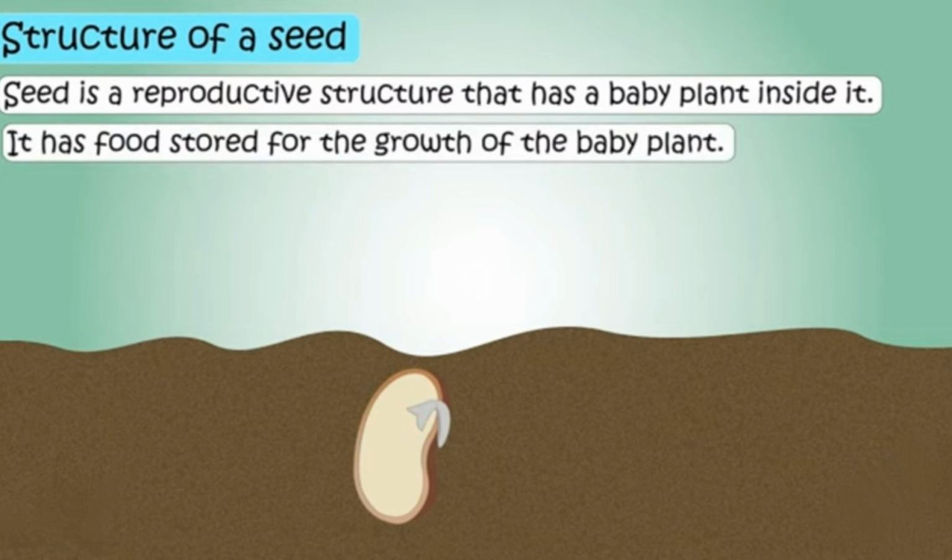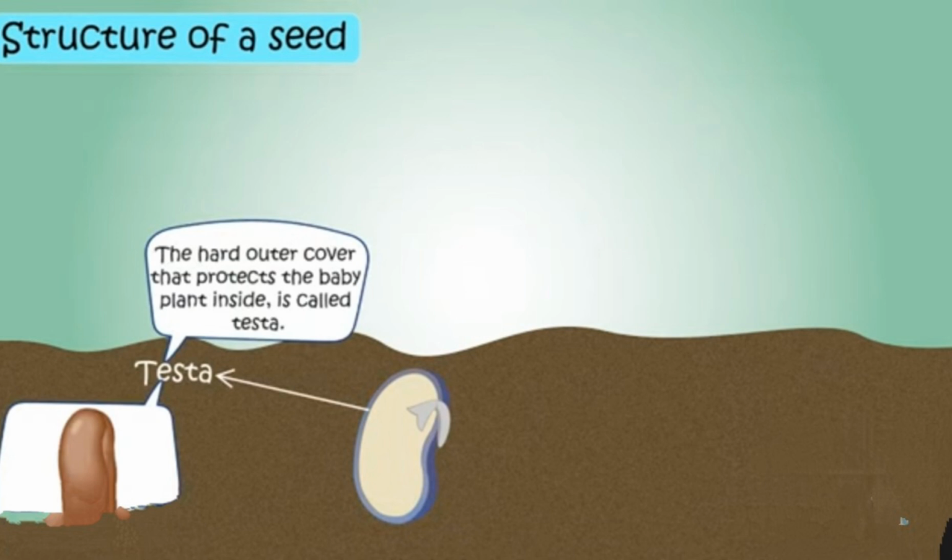That means the seed has food stored for the growth of the baby plant, because after dispersal or scattering away from the parent plant, there are no leaves for a seed to make its own food. But how does the baby plant get the food to develop into a new plant? By using the seed, it will develop into a new plant.